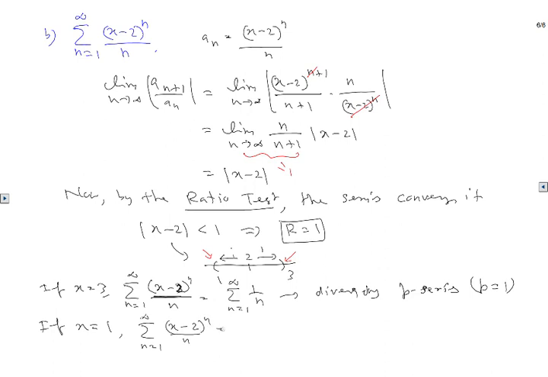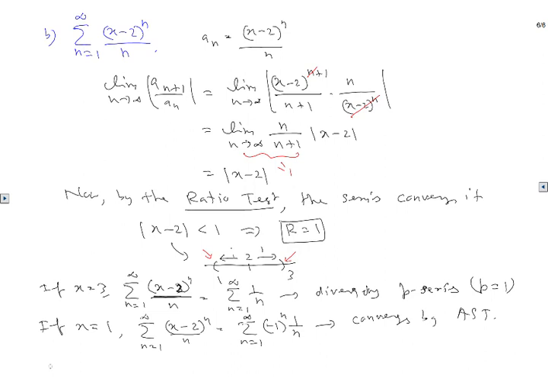So if you plug in x equals 1, you're going to get the sum from n equals 1 to infinity of negative 1 to the n over n. What is this? You can see that this is the alternating harmonic series, and we know that this converges by the alternating series test. It's very easy to see because b_n, that is 1 over n, goes to 0 and is decreasing. So by the alternating series test, at x equals 1 it's going to converge.